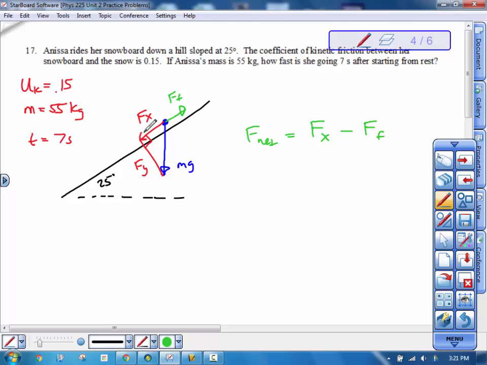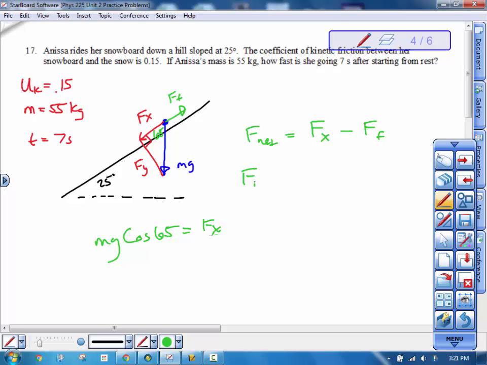We need to find this. This is a 25-degree angle, so 90 minus 25, you do 65. So that's a 65-degree angle. So if I want to find this portion, I would do adjacent over hypotenuse. So I do cosine of 65 equals adjacent over hypotenuse. Multiply both sides by mg. That gives me F sub x.